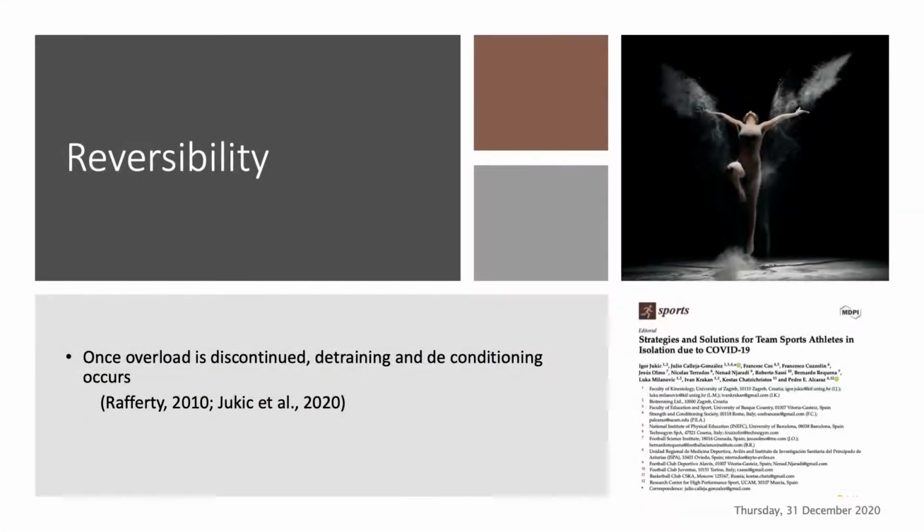Let's talk about reversibility. Reversibility is talking about detraining and deconditioning. So once overload is discontinued, or once training is discontinued, reversibility starts to happen. Nureyev used to say he could feel it after 1 week. Now, it's usually between 2 to 4 weeks of stopping training that there is a marked and significant loss of performance.